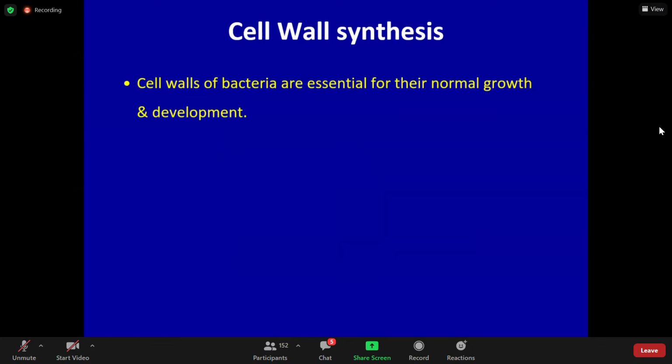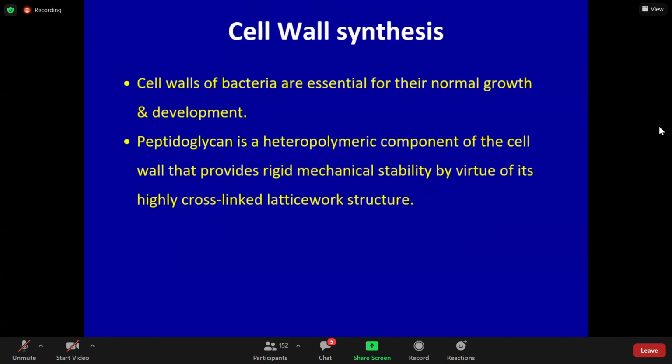Cell walls of bacteria are essential for their normal growth and development, obviously. Peptidoglycan is a heteropolymer component of the cell wall that provides rigid mechanical stability by virtue of its highly cross-linked latticework structure. Now, before going further, I must give you an analogy, a practical example.